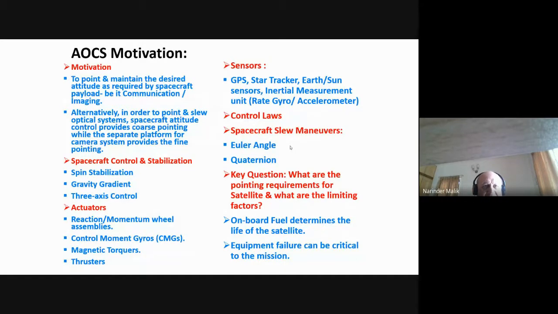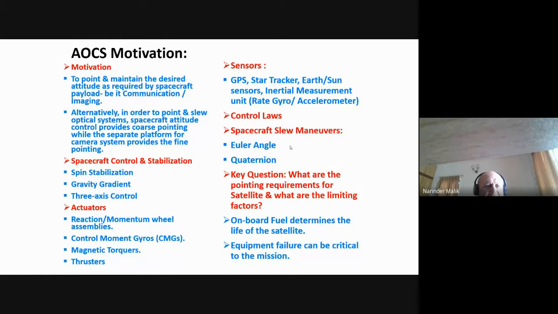Primarily to point and maintain the desired attitude as required by spacecraft payload, whether it is communication or imaging. There is also a way where you can have a separate pointing system for the payload, and the satellite provides a coarse pointing system, and fine pointing is provided by the payload gimbal system. What are the spacecraft control and stabilization techniques? General ones: spin stabilization, gravity gradient, and three-axis control.